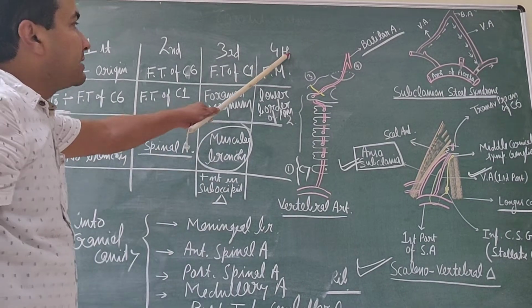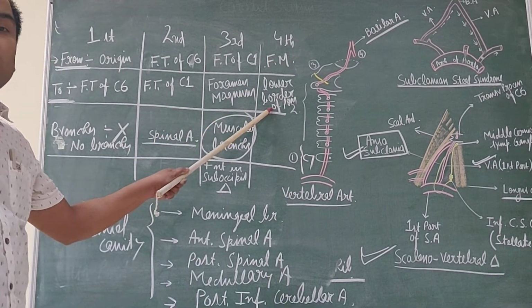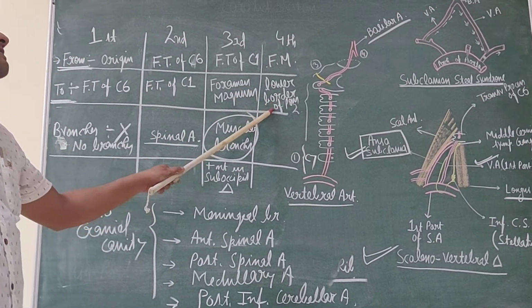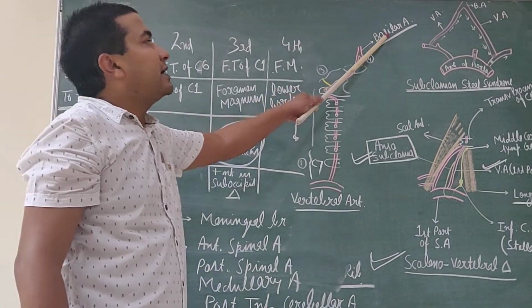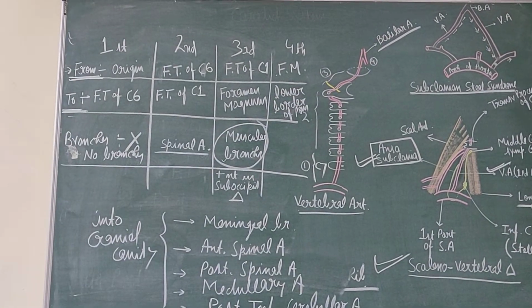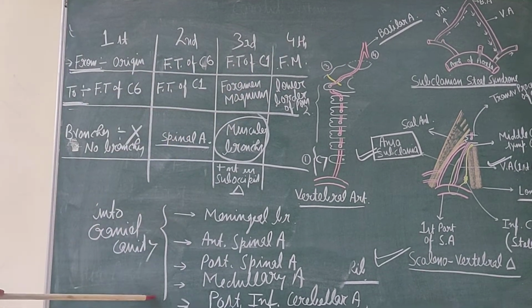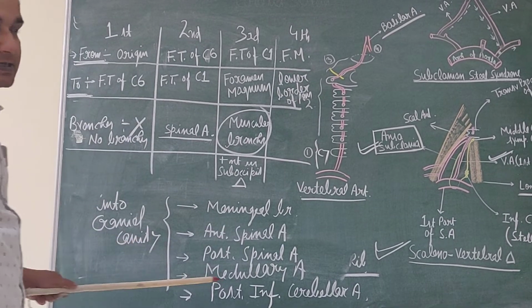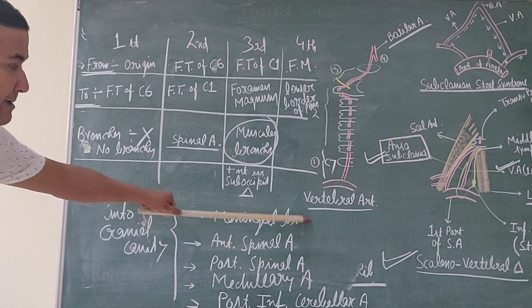Now the fourth part begins from the foramen magnum up to the lower border of the pons. Then the two arteries of both sides unite to form the basilar artery. The fourth part gives the following branches. They will be discussed in the class on the brain also. They are only names to be remembered.